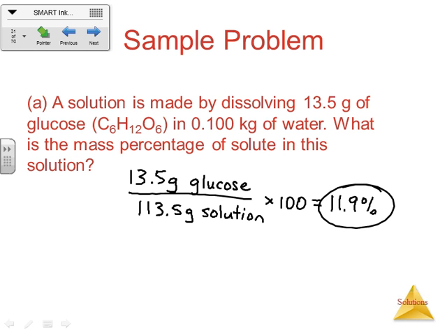And really, the one big thing that could trip you up on these is just forgetting to add the solute into the mass of the solution as well. Okay.